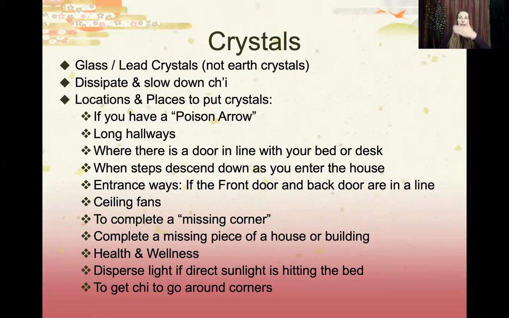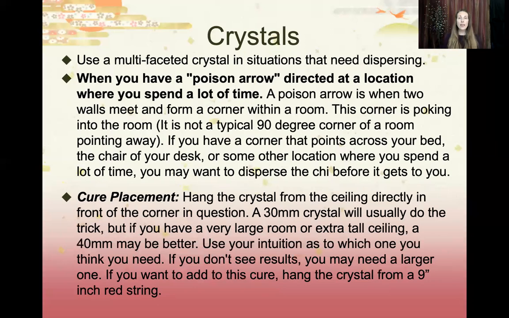If we have light that's shining right on our bed, we want to disperse that. And if we need to get chi to go around corners. These multifaceted crystals will help to disperse the chi. So if we have a poison arrow directed at us where we spend a lot of time, again, a poison arrow could be when two walls meet and form a corner in a room. So there's a corner, but it's pointing towards you.